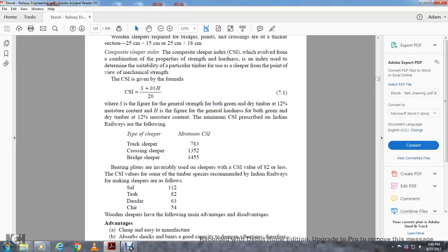The CSI values of timber species recommended by the Indian Railways for making sleepers are as follows. Sal 112. Teak 82. Deodar 63. Sure 54. Wooden sleepers have the following main advantages and disadvantages.